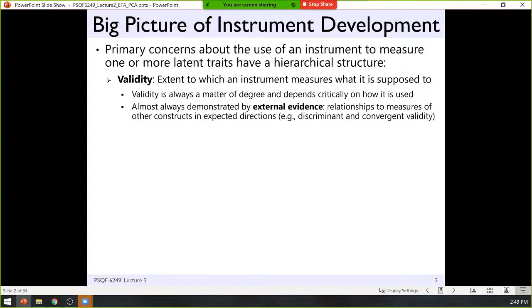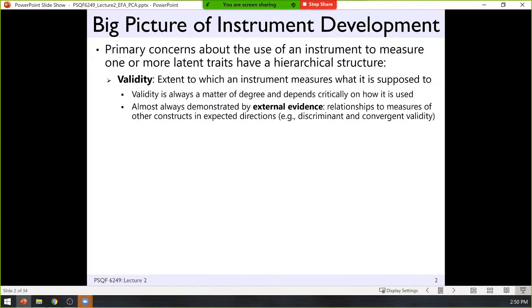You have to make an argument based on how scores on your instrument relate to other things, usually to demonstrate validity. It can also be demonstrated by internal evidence with respect to the ordering of the items and the responses. That's something we'll get into later. But it's always a matter of degree, and it always is a matter of how it's being used. So a given instrument is not valid or not, it's valid for a certain purpose in a certain context. That's like the biggest one.